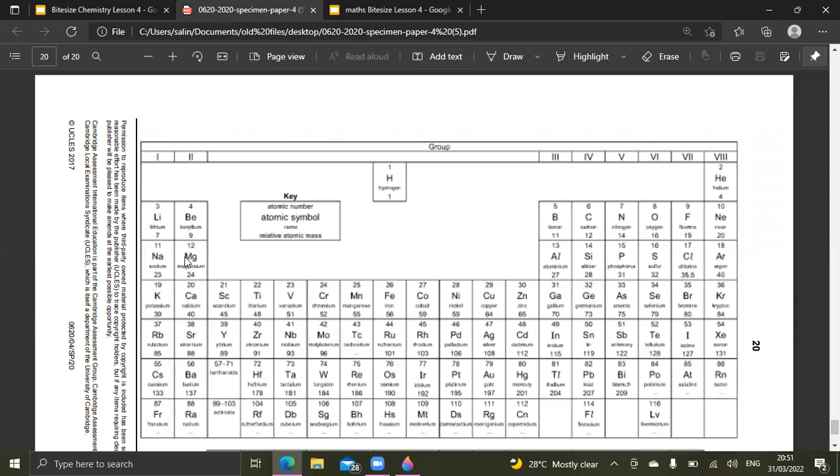Period number? Okay, somebody answer it. No, it's not period number 2. It's period number 3. Why? Because we have to count from helium: 1, 2, 3. There you go. Period number 3.